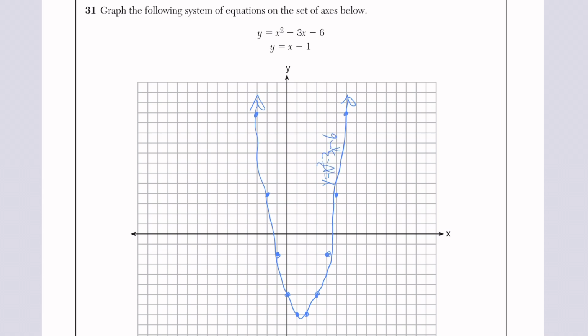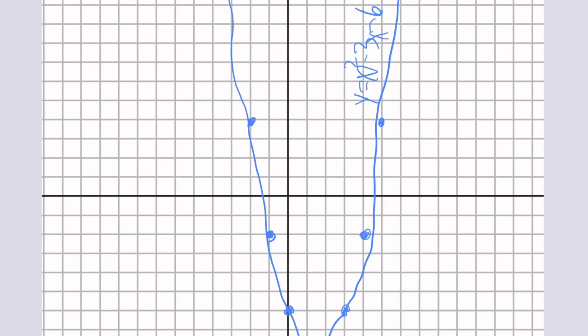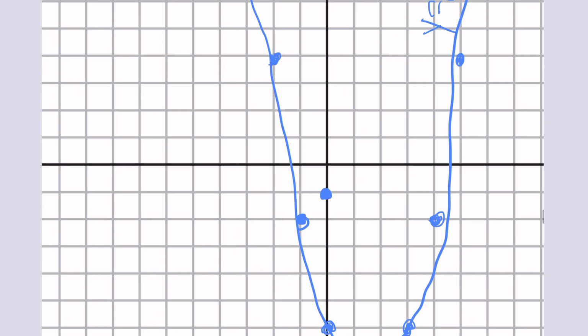Now I'm going to do the next one. The next one, I think I'll just start it off with the 0 again. It's going to be 0, -1.